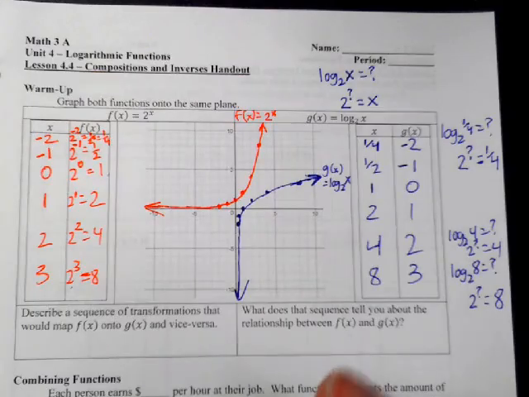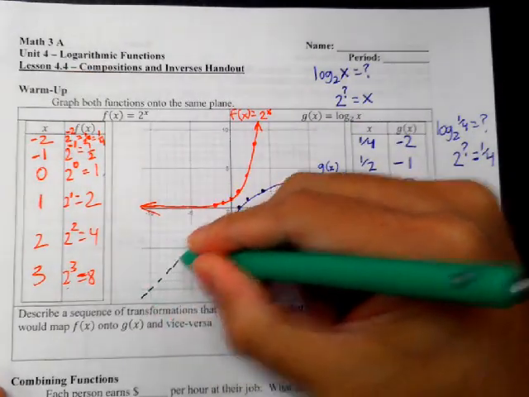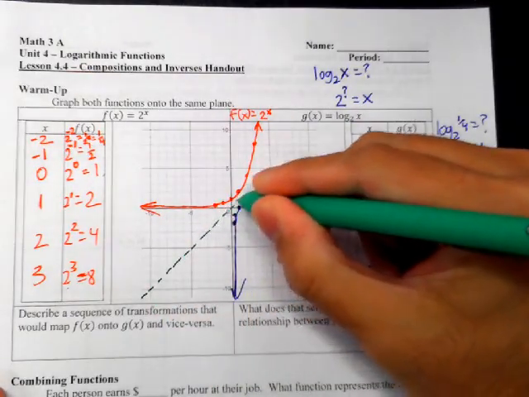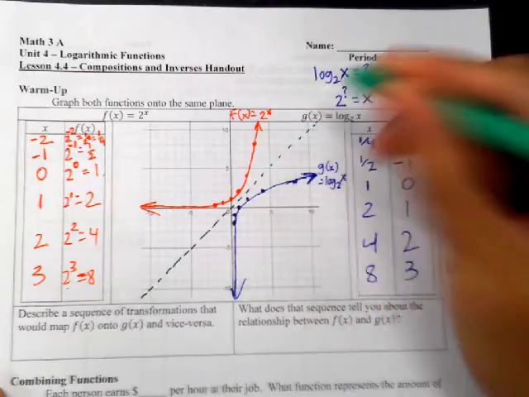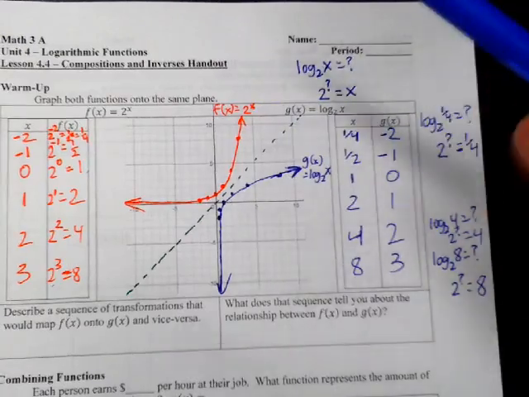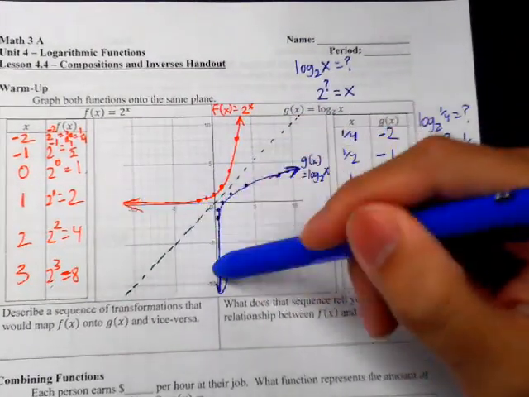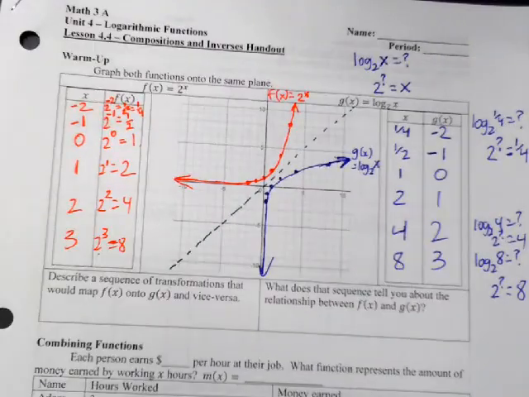Okay, reflecting over y equals x. So y equals x is the diagonal line that goes from the bottom left to the top right through the origin. So yes, if you reflect this point, it'll flip over here, this point goes here, this point goes here, and so on. So yes, you reflect over the line y equals x.